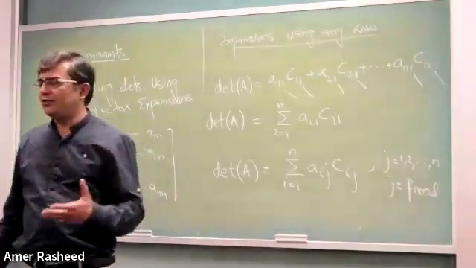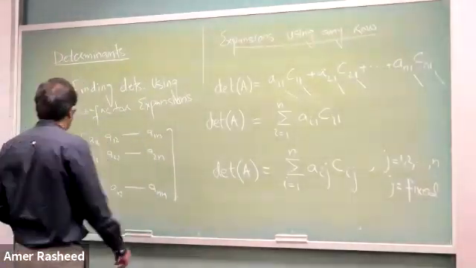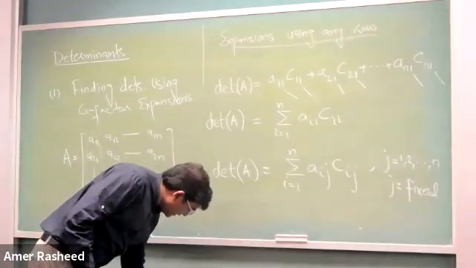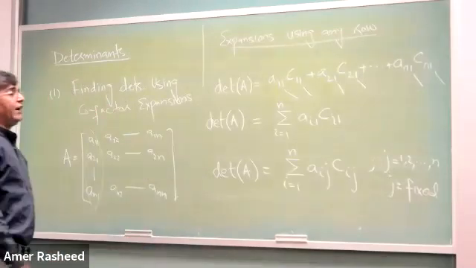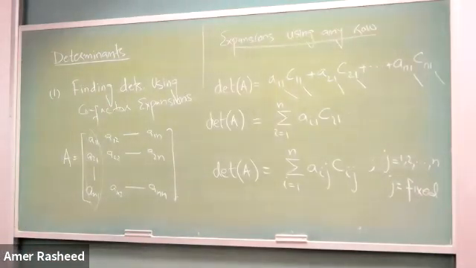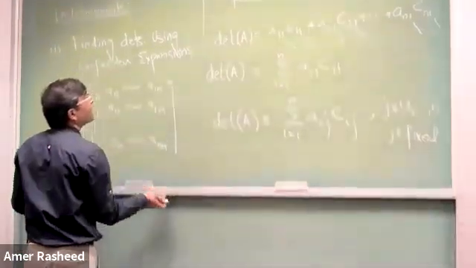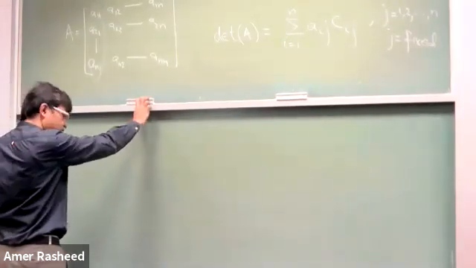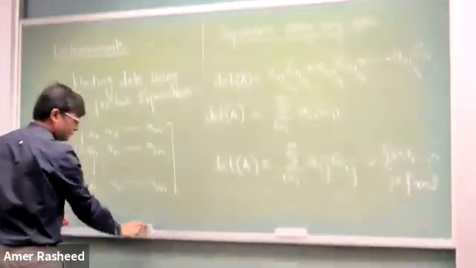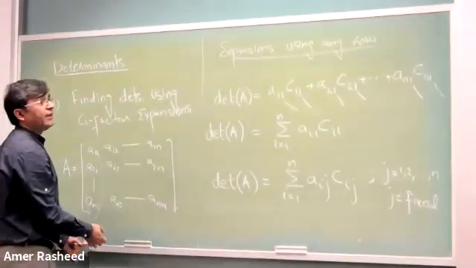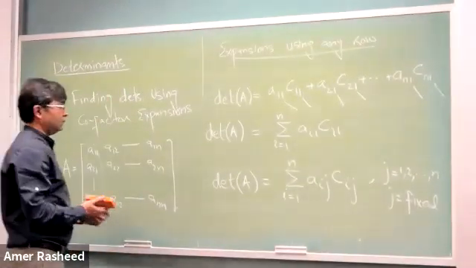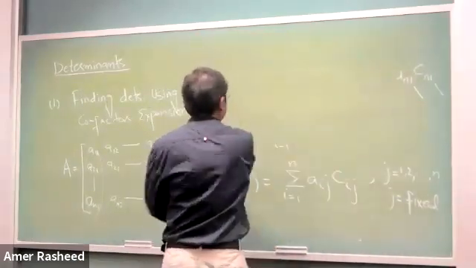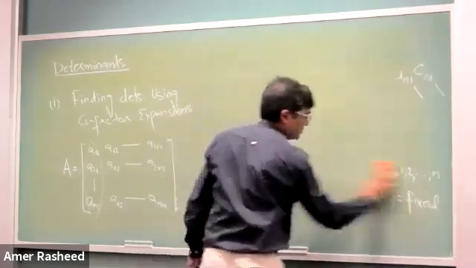I hope you get it. If you have any question, you can ask me. Let's discuss an example of this before going to discuss the second method for finding determinants of any matrix. Okay, the boards are not properly lined. Let me erase this. Let's do an example.